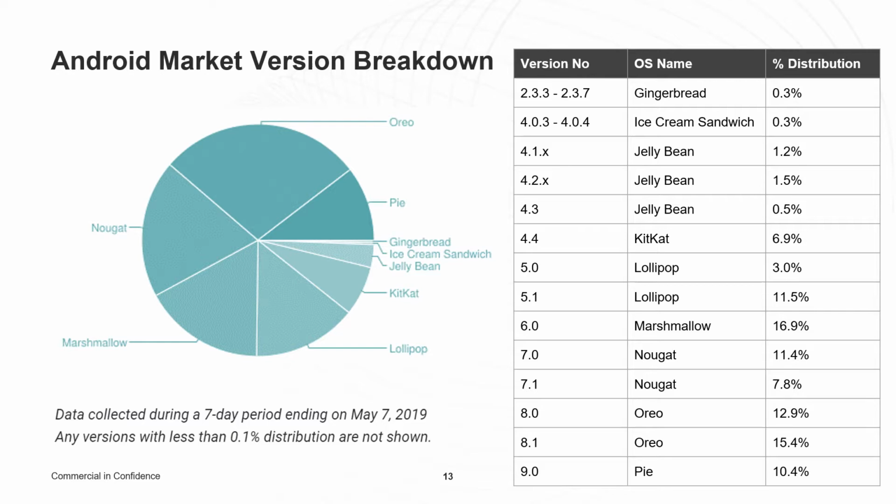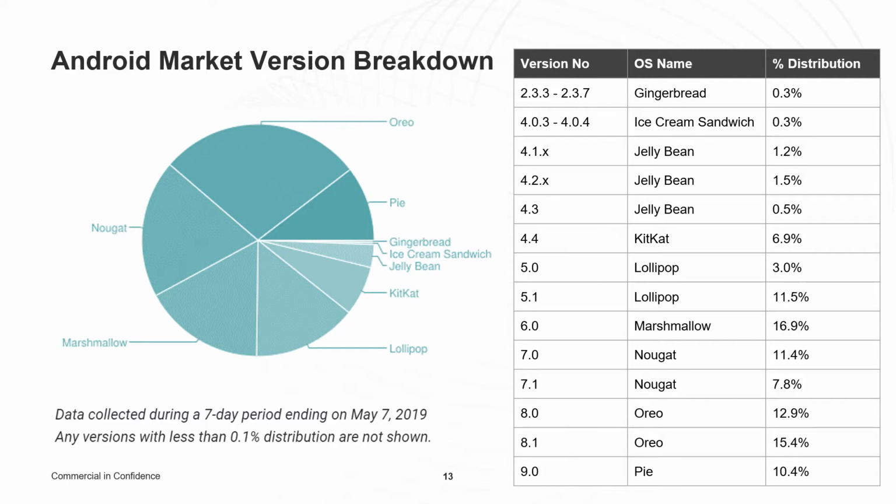So this one, Android, just shows the market version breakdown. Data was collected in 2019, which shows that currently Oreo 8.1 and 6.0 Marshmallow look to be the most popular OSs at the moment for Android.